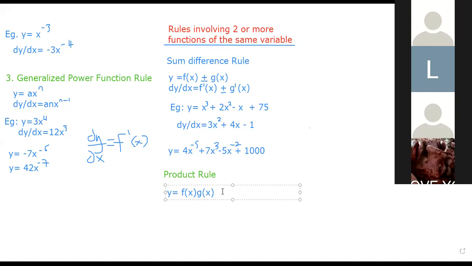So the rule says that to differentiate this, dy dx is equal to differentiate the first function, so you get f prime of x. Maintain the second function, g of x. Then plus differentiate the second function, g prime of x. Maintain the first function, f of x. I'm going over it again. Differentiate the first function, maintain the second function as it is, plus differentiate the second function, then maintain the first function as it is. That is the product rule.